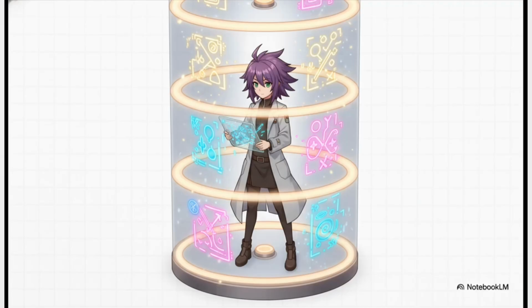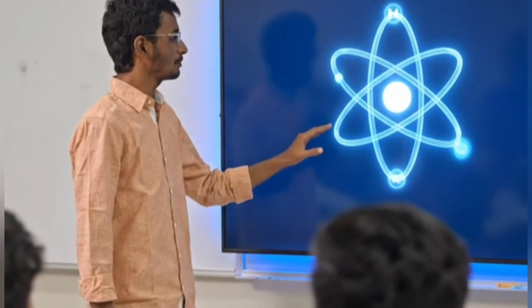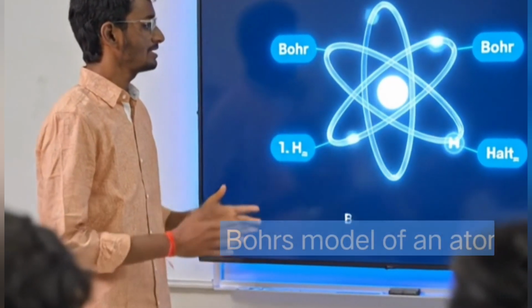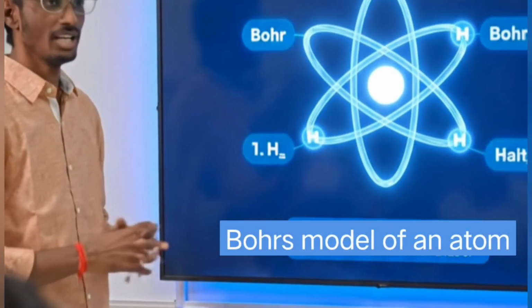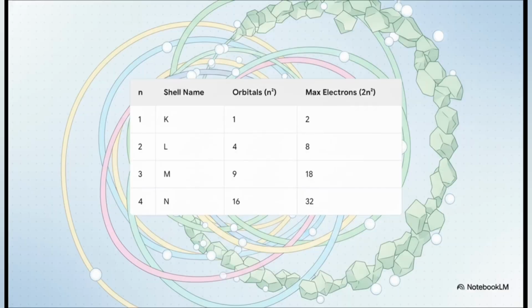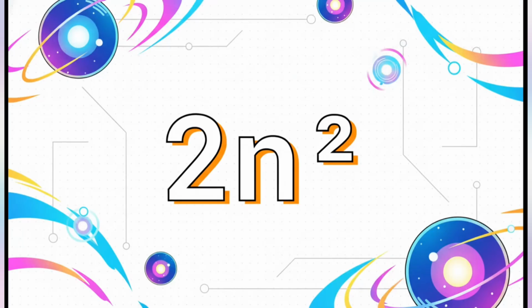But wait, there's more. Every floor in this building has its own set of building codes. The principal quantum number, represented by n, tells us the main energy level or shell of an electron in an atom. And it all comes down to this simple formula. It's the key to knowing how many electrons can fit.